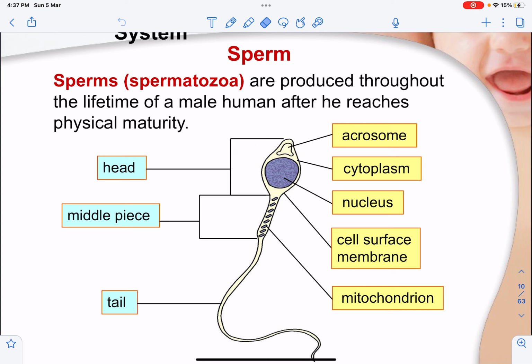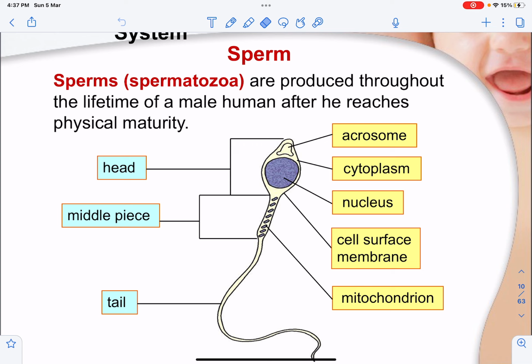So in the head, it will contain the nucleus that will carry one haploid set of chromosomes, a small amount of cytoplasm, and an acrosome that will contain enzymes for breaking down parts of the egg membrane for sperm penetration. So these are some examples of how the sperm looks like at the head portion.